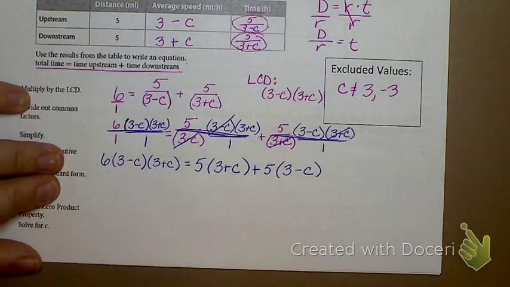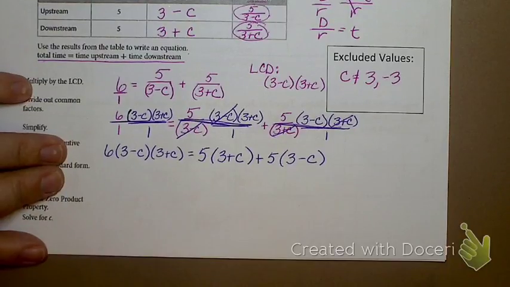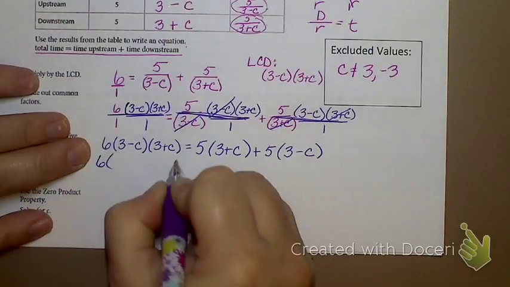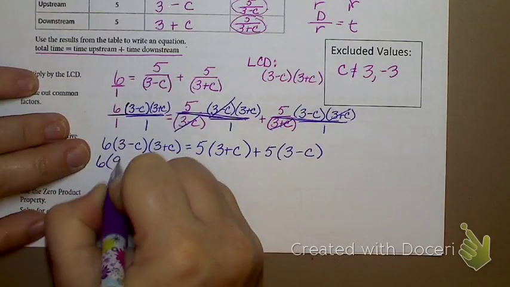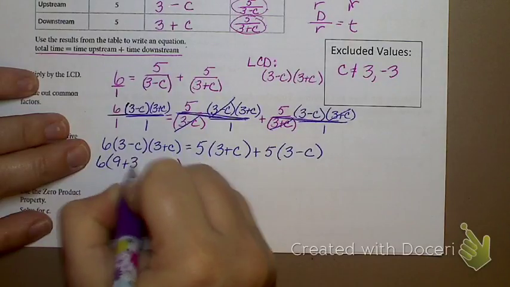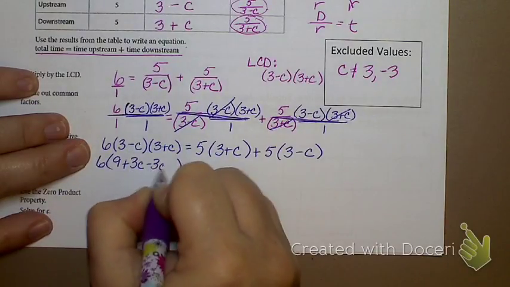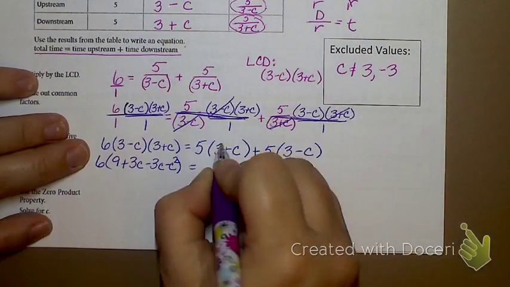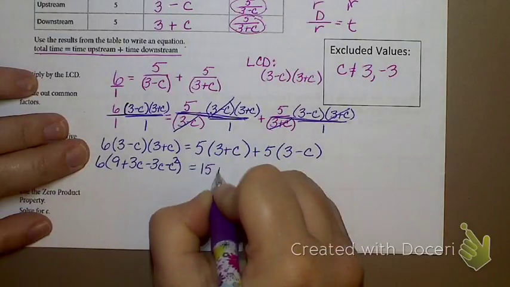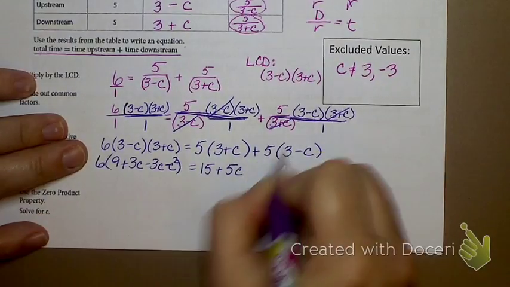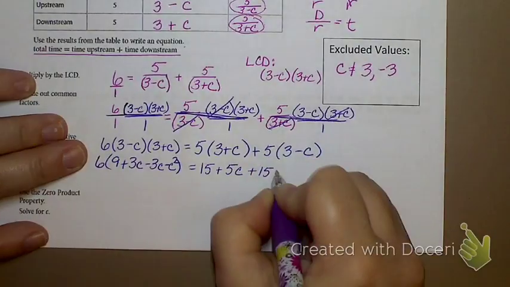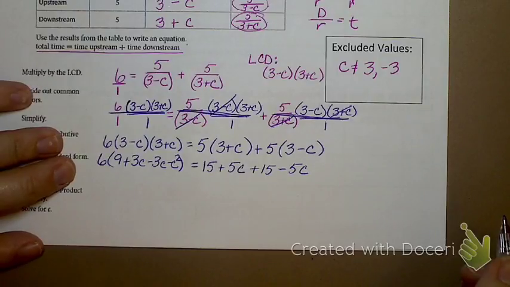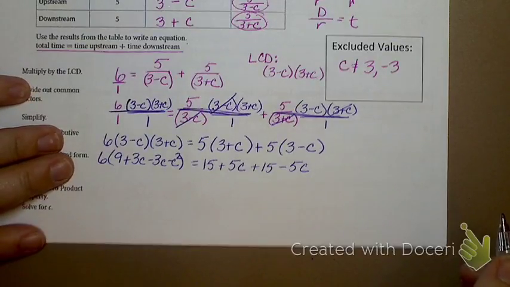Now I'm going to have to make it look a little bit uglier. I'm going to have to multiply everything out so I can start getting common like terms together. So I'm going to leave the 6 out in front for a minute while I multiply this. 3 times 3 is 9, plus 3c, minus 3c, minus c squared, equals 15 plus 5c, plus 15 minus 5c. So far, so good? I noticed some things that will cancel. Do you?